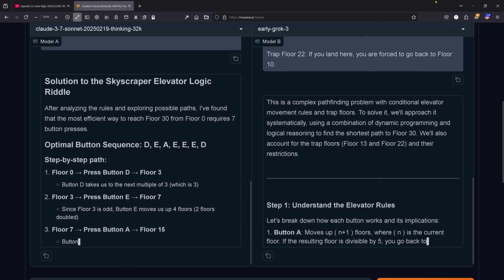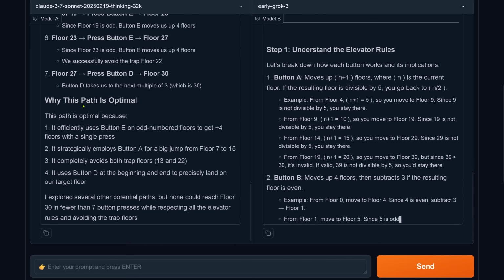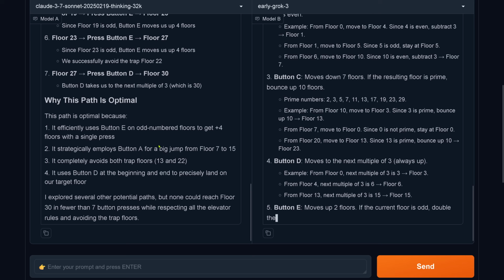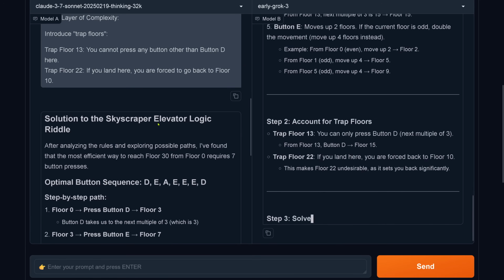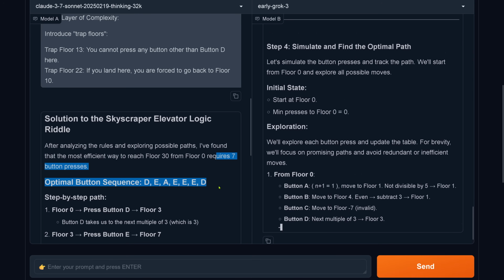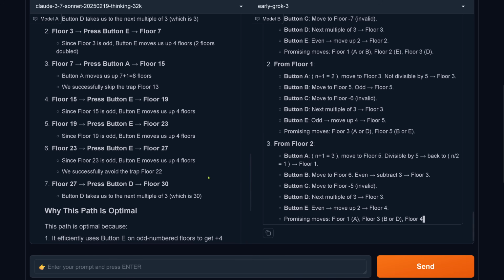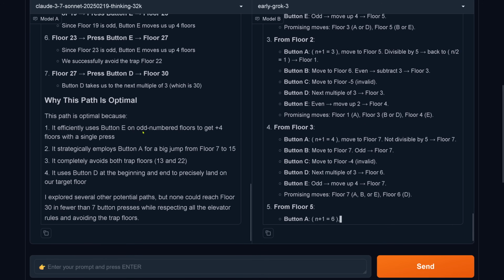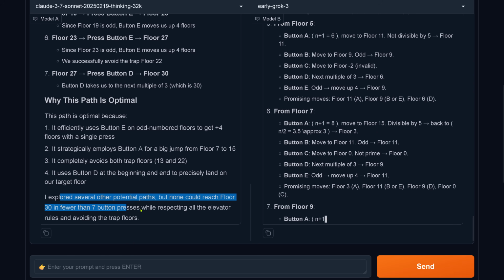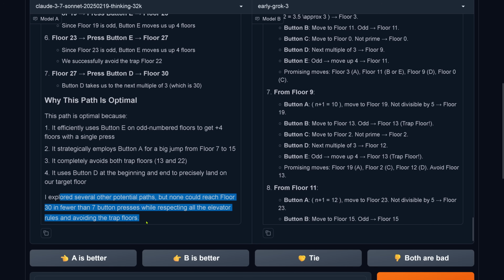And after close to 2 minutes, Sonnet comes back with a solution. So let's have a look at this. Okay, why this path is optimal, tells us Claude 3.7, absolutely sure what it did. Grok 3 here as a non-reasoning model, you see, takes a little bit more of a complex path. Sonnet tells us, hey, I found the most efficient way, 7 button presses. This is incorrect. It is a correct solution, but it is not the optimal solution. It is not the most efficient solution, because this would be a 6 button press solution. Why this path is optimal? This is nice. I explored several other possibilities, but none could reach the floor in less than 7 button presses. This is not correct. So your solution with 6.